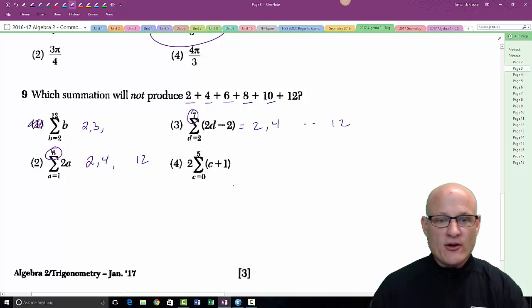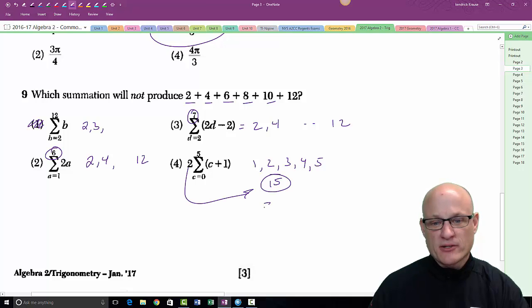And then, this one's sort of a pain. Plug in 0, I get 1. Plug in 1, I get 2. Plug in 2, I get 3. Plug in 3, I get 4. Plug in 4, I get 5. And if I add these up, 9, 12, 14, 15. This adds up to 15, but it got multiplied by 2, so that's 30.